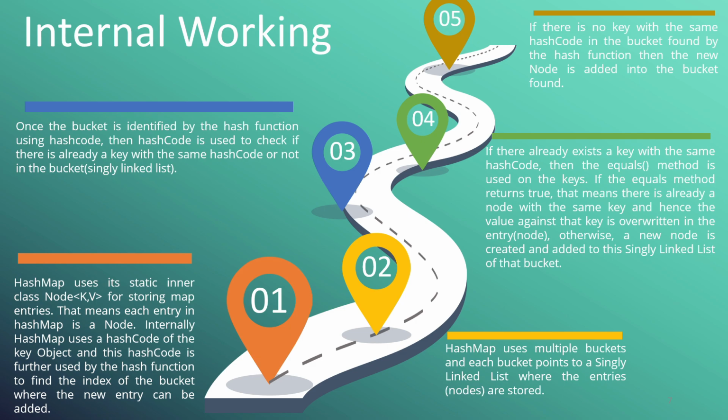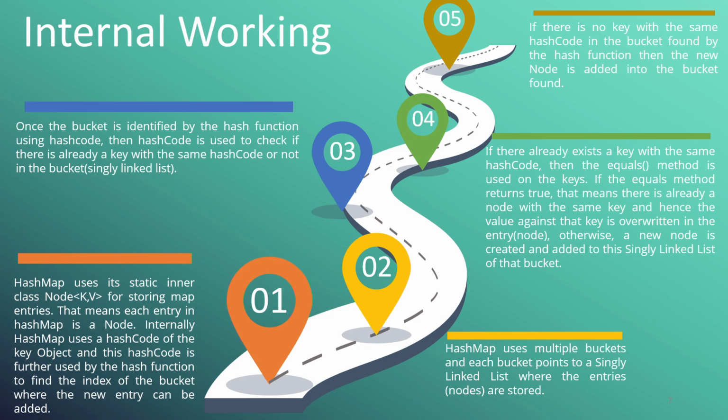So next, if there already exists a key with the same hash code, then the equals method is used on the key. If the equals method returns true, that means the key is equal to the one you are trying to put, and it will replace the existing value that was already present for that previous key with the new value you are trying to put. Otherwise, it is going to create a new singly linked list node for you with the key value that you have provided.